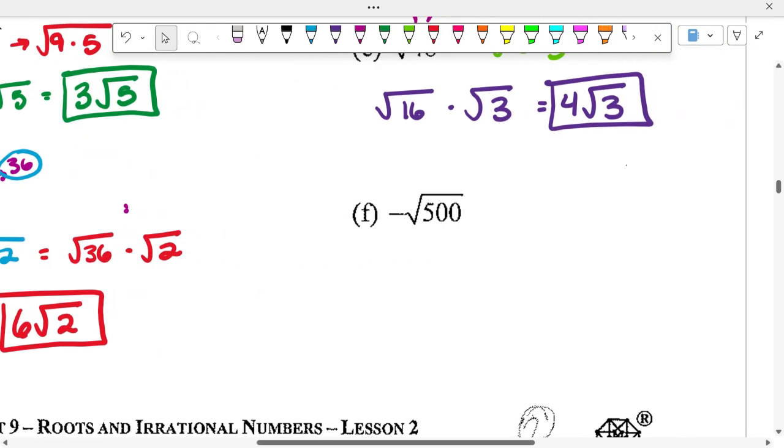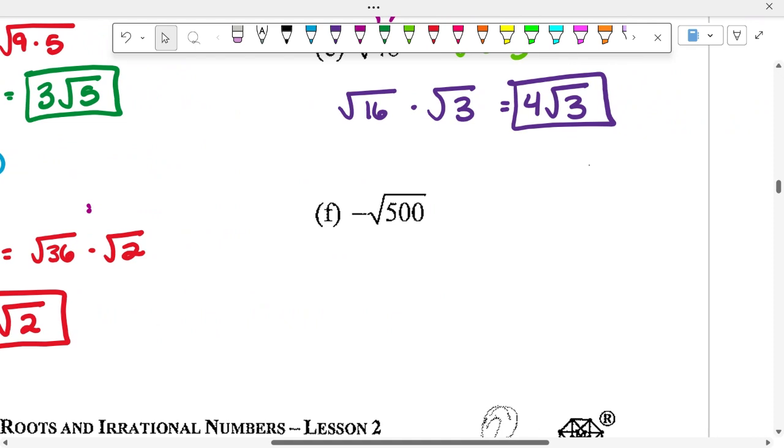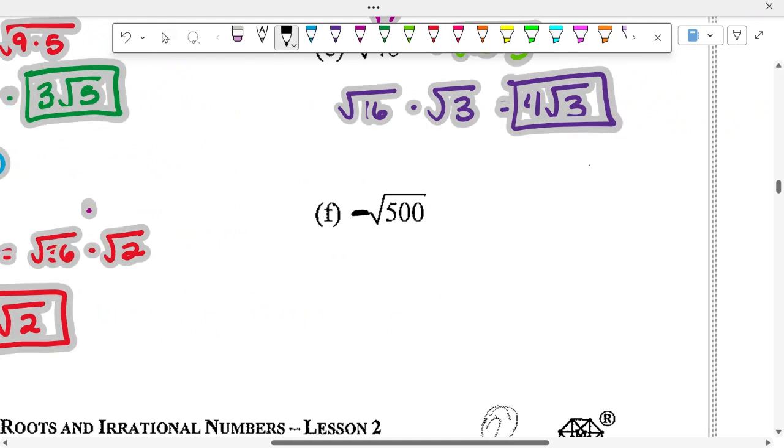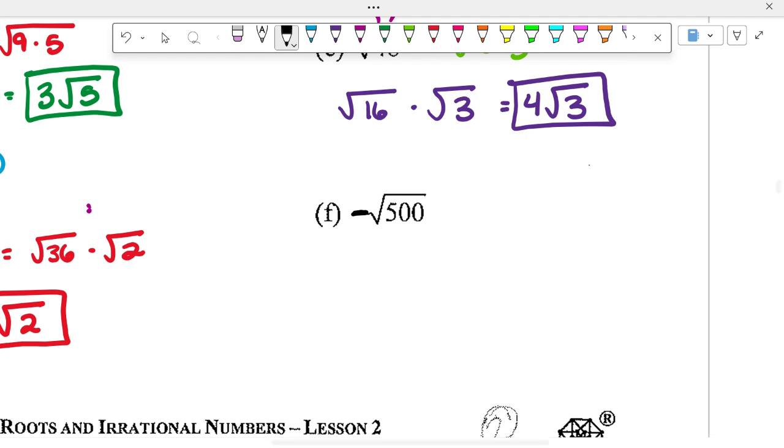All right. Last one I want to talk about. So be careful. This one has a negative symbol in front of it. Now, as long as a negative is outside the radical, we can still apply it. So basically, we're going to simplify the square root of 500 and then whatever it is, multiply by a negative. Okay? So just by looking at this, what do you think the highest perfect square is going to be?